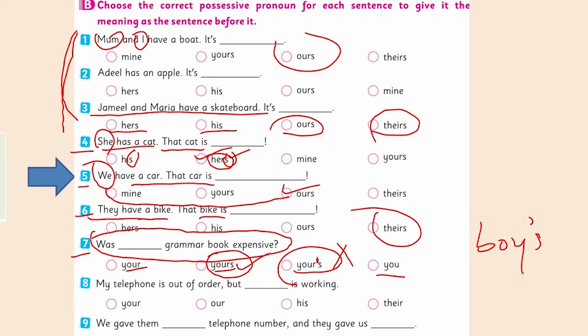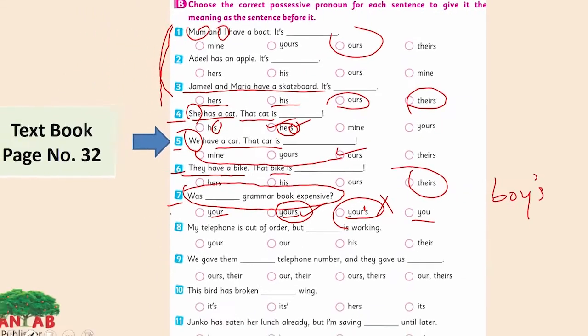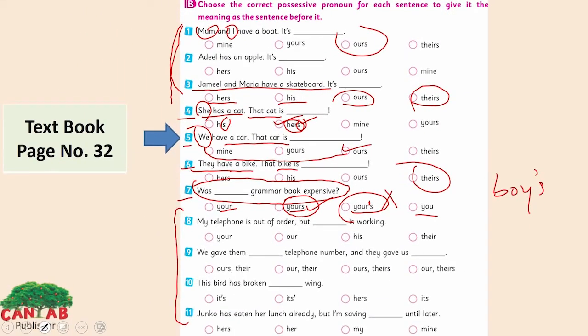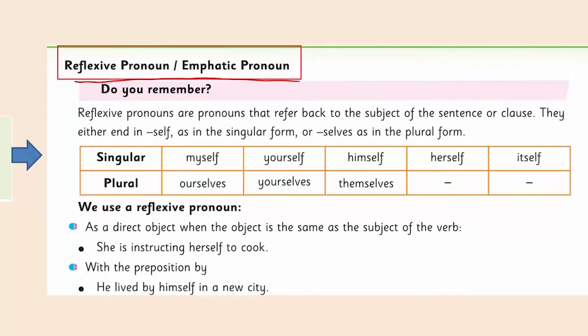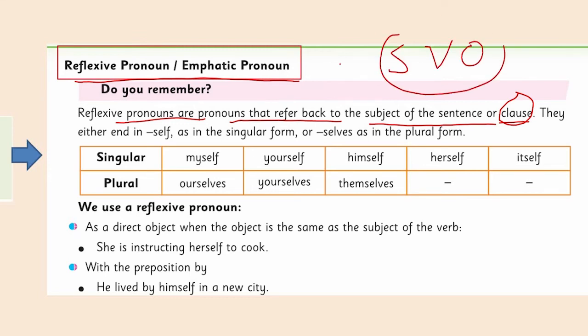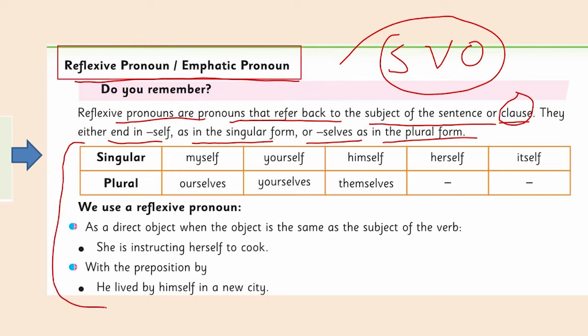Was your grammar book expensive? I want you to do these four sentences by yourself. Now look at here the reflexive pronouns and emphatic pronouns. What are they? Reflexive pronouns are pronouns that refer back to the subject of the sentence or clause. A clause is a simple sentence with subject, verb and object. They either end in -self as in the singular form or -selves as in the plural form. We have discussed these concepts in our previous class too, in 6th class.